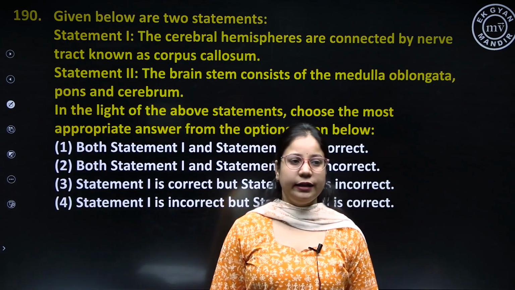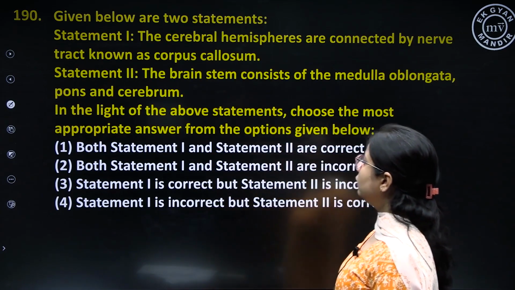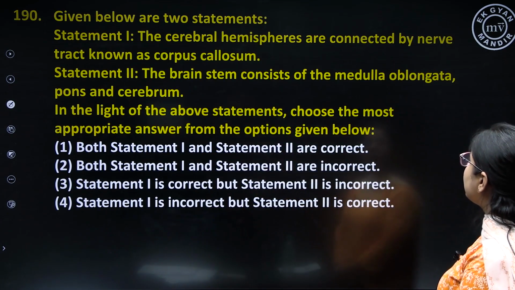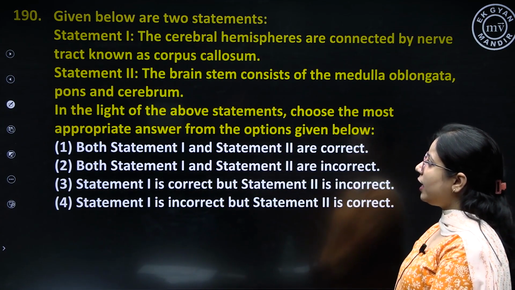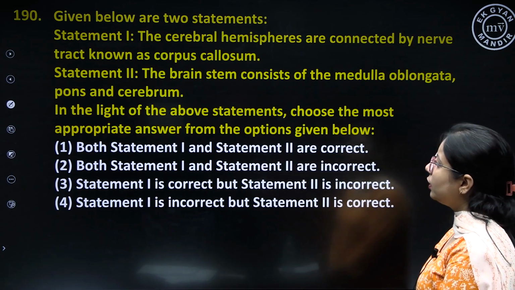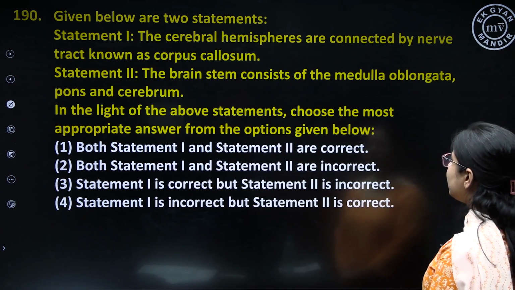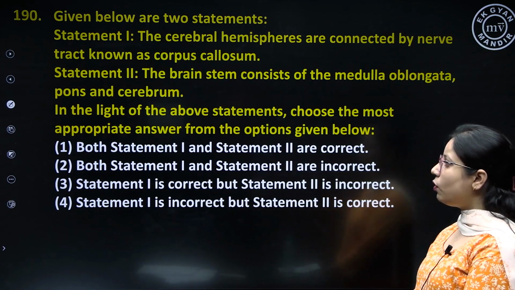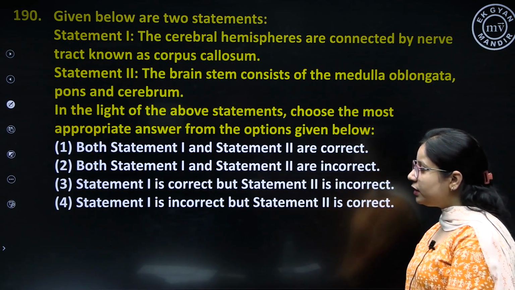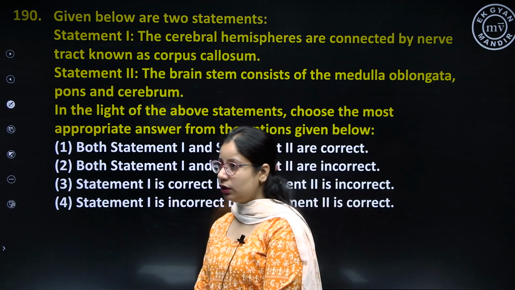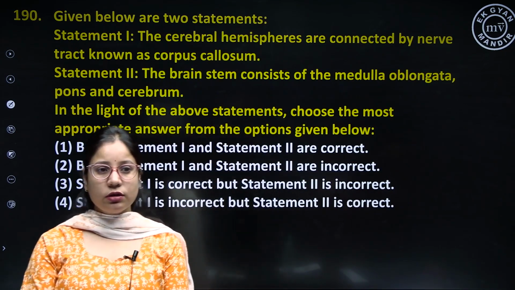Question number 190. Statement 1. The cerebral hemispheres are connected by nerve tract known as corpus callosum. Statement 2. The brainstem consists of medulla oblongata, pons and cerebrum. Out of the two statements, we have to choose whether both are correct, both are false, or one of them is correct.